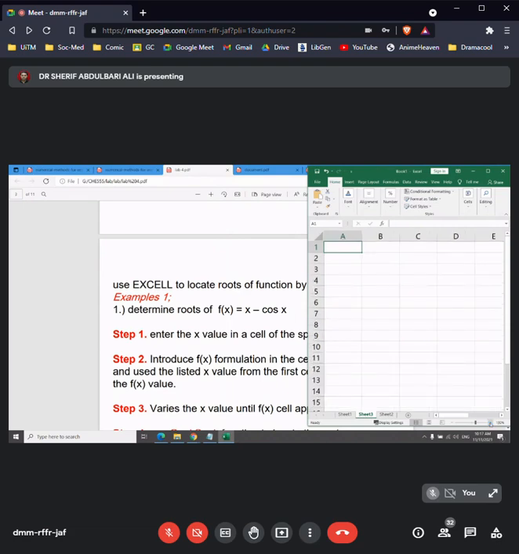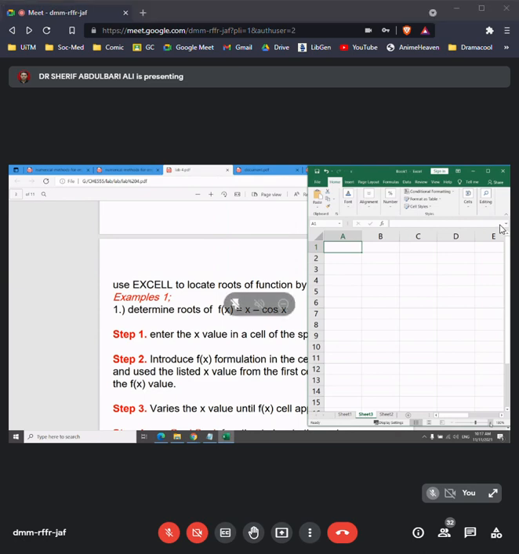To find the roots in Microsoft Excel by trial and error, you are going to enter the function manually. So in my case, I'm going to put the value of x in this column, and here I'm going to put the function of x.